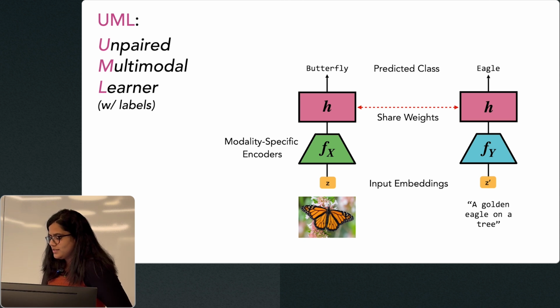For instance, you process the image and the text the same as before in a bunch of tokens. You average out the embedding of a token to get Z and Z prime. You pass it through modality-specific encoders. Finally, you pass it through a shared network H. And the way the whole network is trained is to predict the label of that particular text or of that particular image.